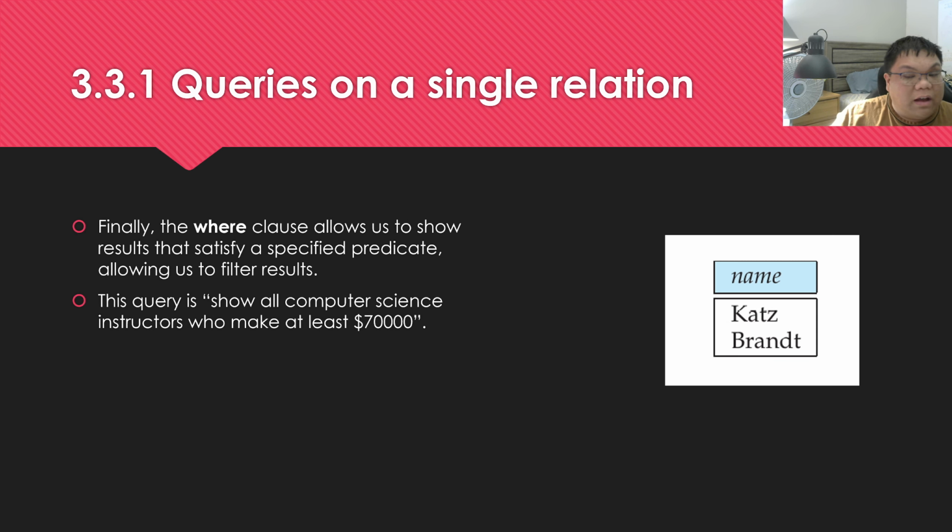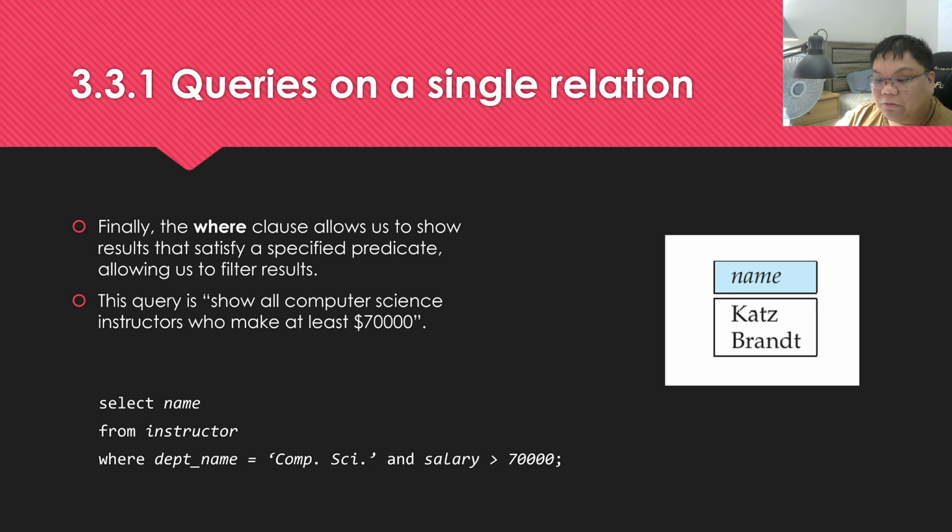So far, none of those queries involved the where clause. Let's talk about that. The where clause allows us to show results that satisfy an attribute, such as this. This query is show all computer science instructors who make at least $70,000. And the result of that query is 2 instructors. And the query looks like this. Select name from instructor where department name equals computer science and salary is greater than $70,000.